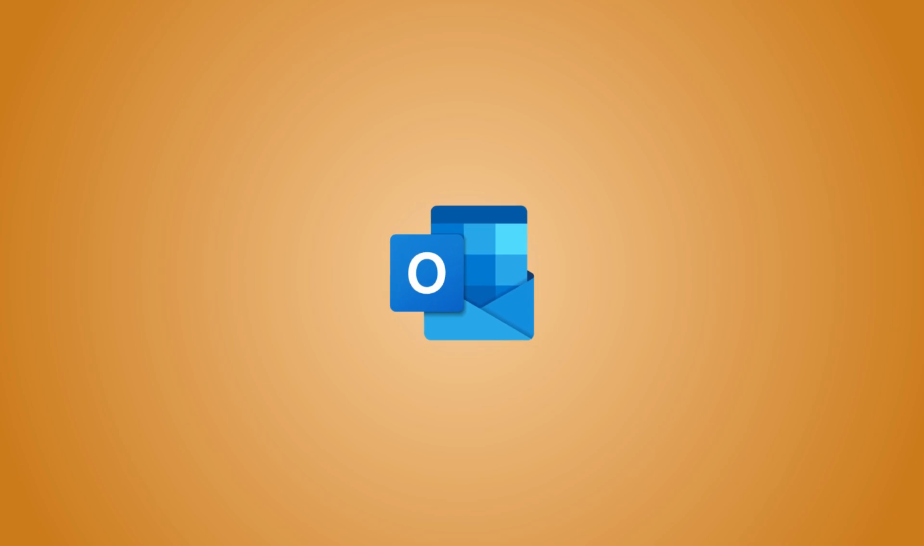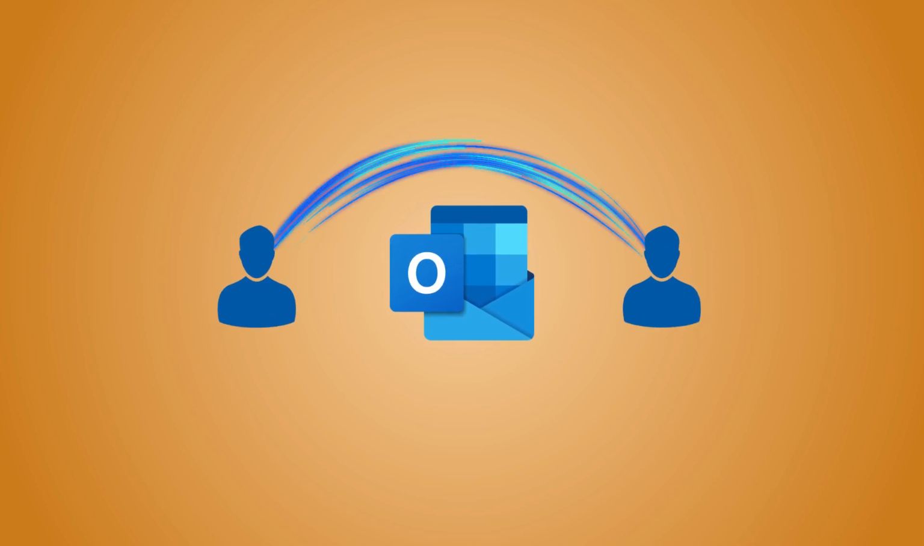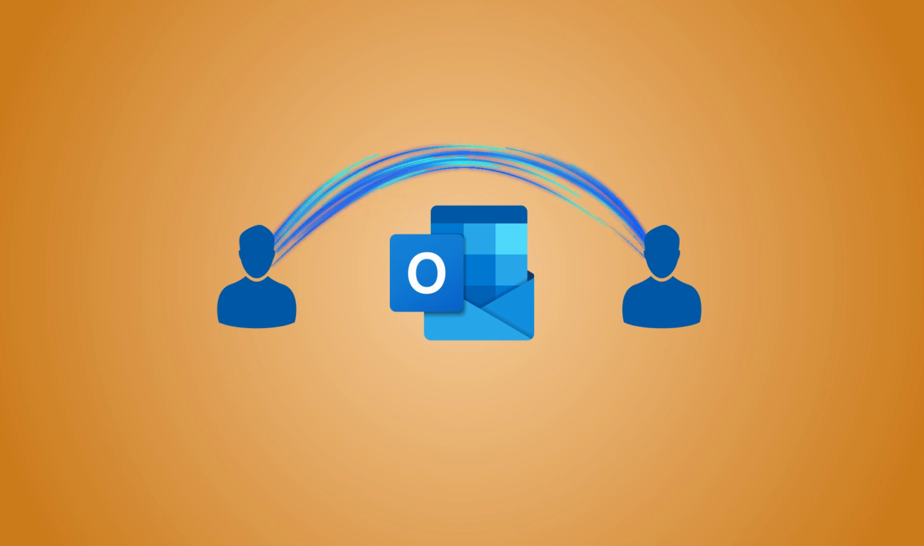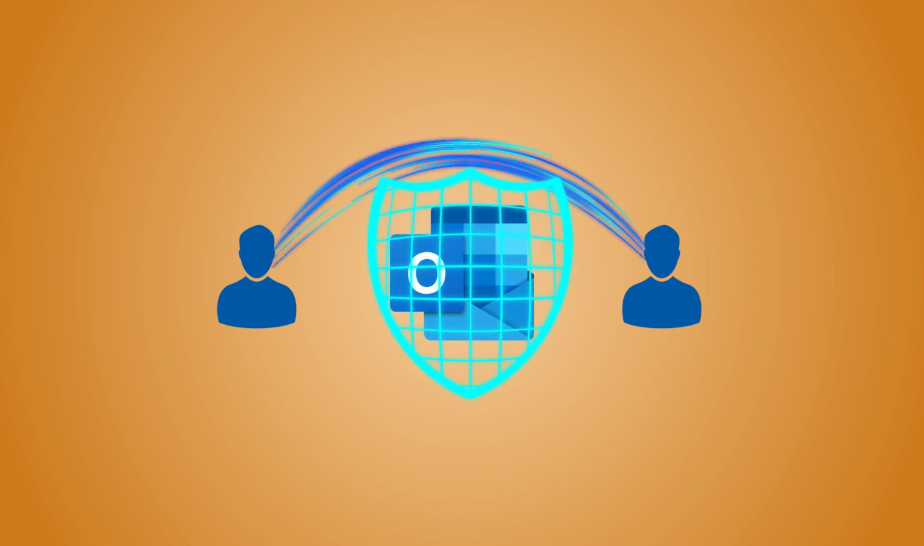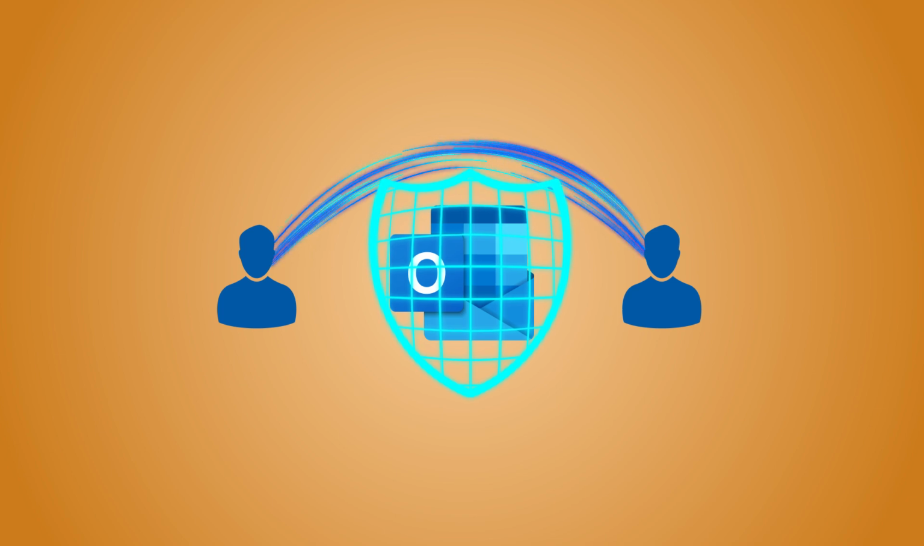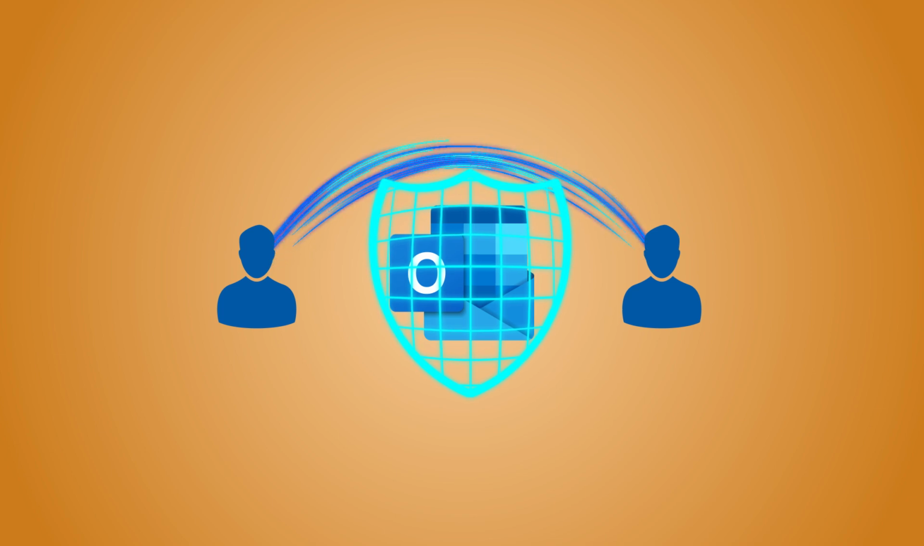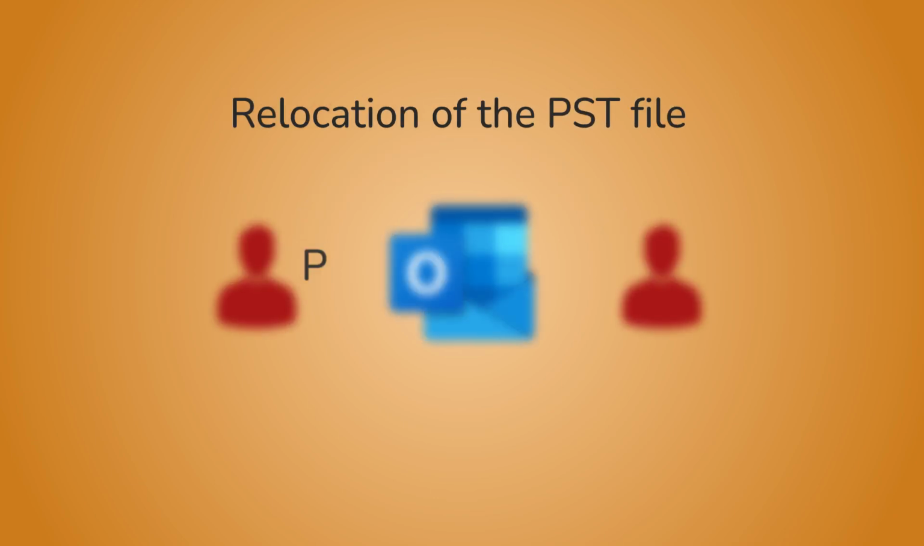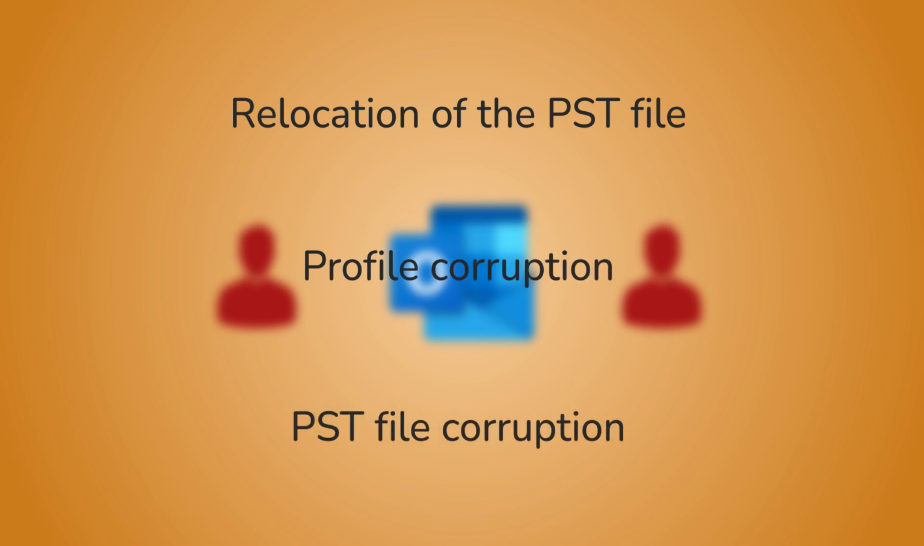Microsoft Outlook is the safest bet in terms of email communication, whether personal or professional. The backbone of Microsoft's safety standards provides a secure environment for sending and receiving emails without much issue. However, there are some internal and external threats that make the account vulnerable to errors. It may be relocation of the PSD file, profile corruption, or, most severe, PSD file corruption.